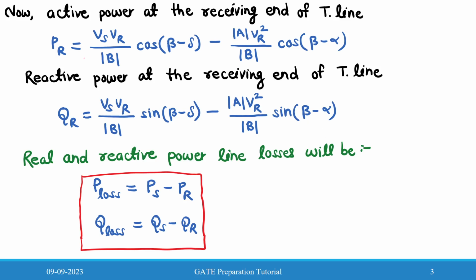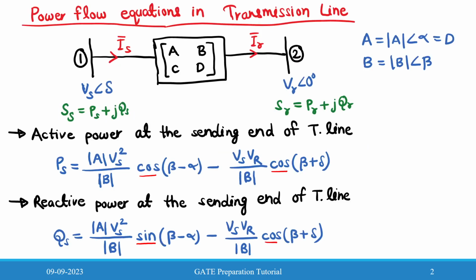Now we can also write the active and reactive power for the receiving end of the transmission line, PR and QR. Therefore, we can say that the real and reactive power line losses will be PS minus PR. This is the real power loss, and the Q loss will be the reactive power loss. This is important, and it will be used in our problems. So these are the generalized expressions for the active and reactive powers at the sending end and receiving end of the transmission line.